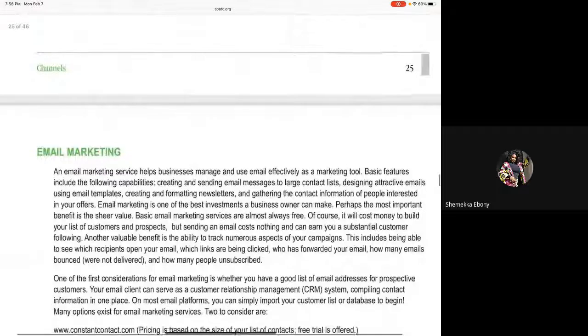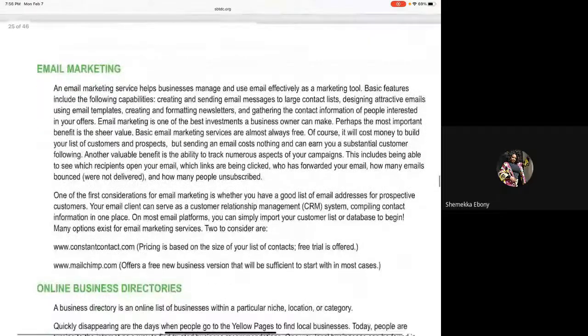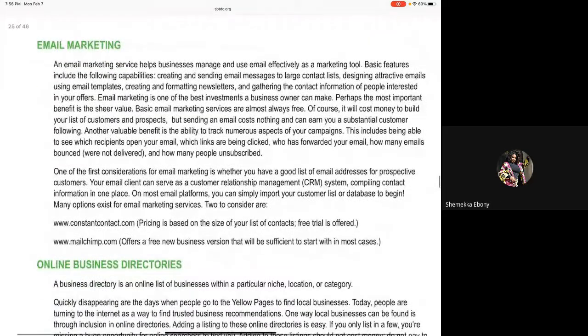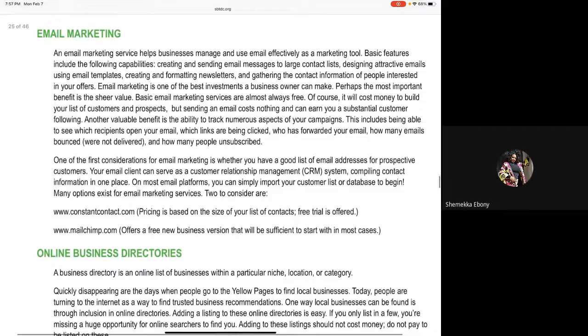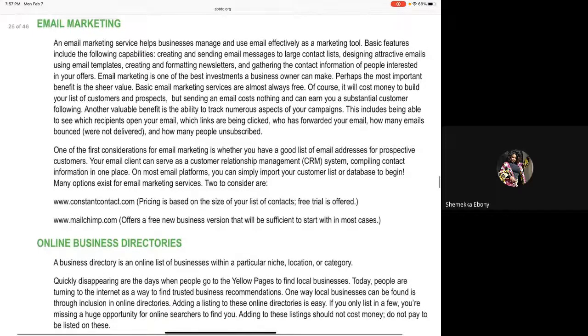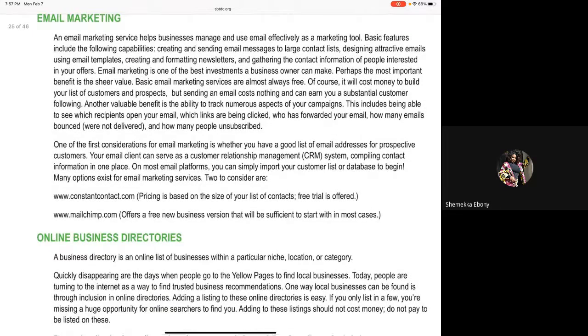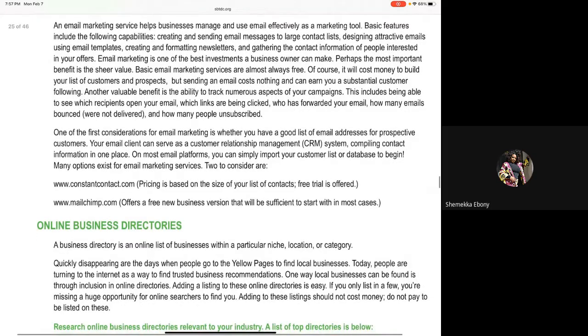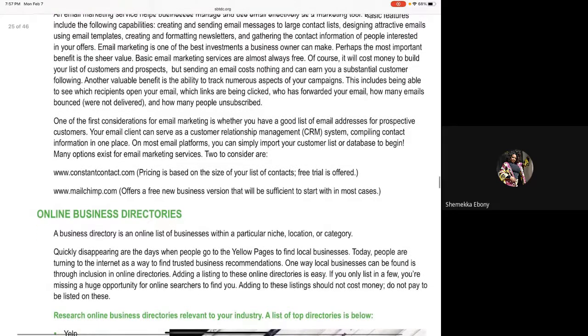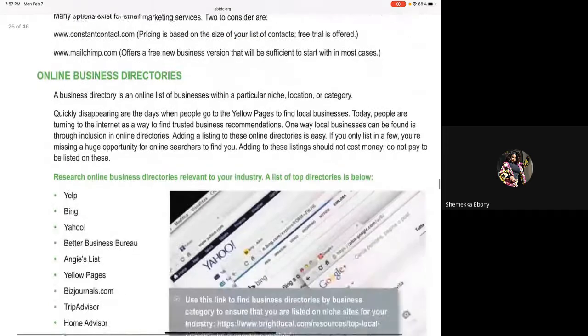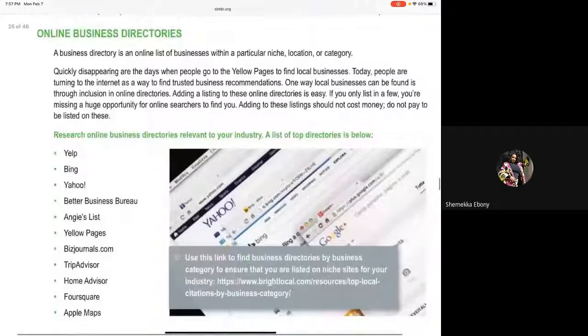Now, email marketing in this case is going to be unique again. Whether you have an existing list, Mailchimp is common, Constant Contact is common. You can also do some of the layout in Canva as far as designing what your email marketing campaign could be.